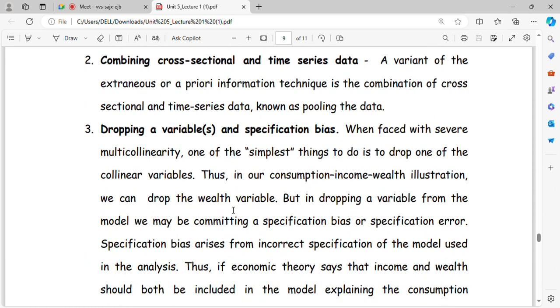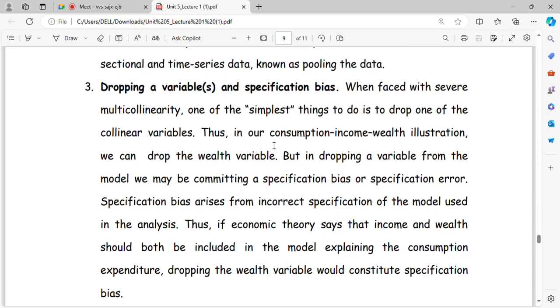The third thing that we can obviously do is drop some variables. This is the simplest idea. If we know that there is a relationship between income and wealth, drop any one. Right? So when faced with severe multicollinearity, one of the simplest things to do is to drop one of the collinear variables. Thus, in our consumption income wealth illustration, we can drop the wealth variable, but in dropping a variable from the model, we may be committing a specification bias or specification error.